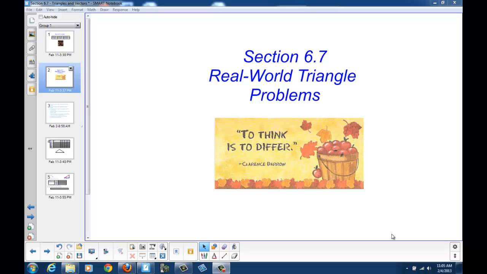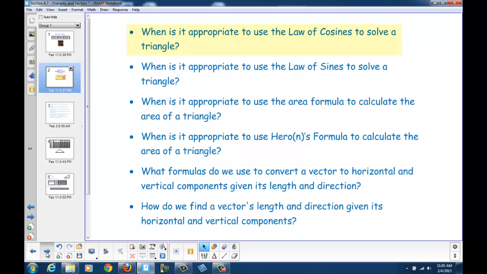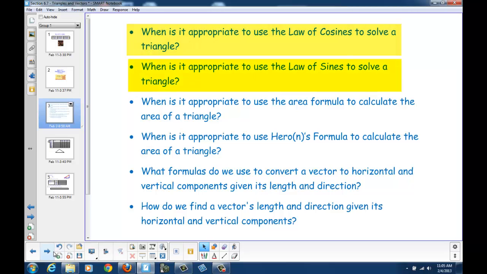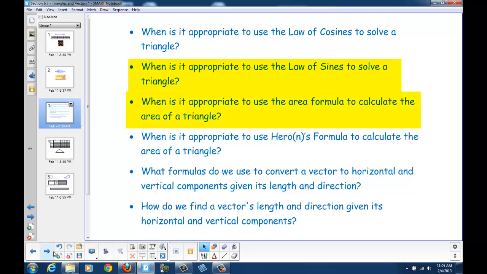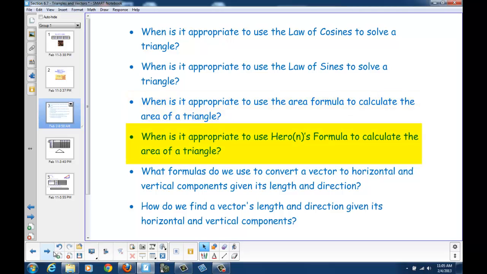Welcome to Section 6.7, Real-World Triangle Problems. At the end of this section, we should be able to answer these questions. When is it appropriate to use the law of cosines to solve a triangle? When is it appropriate to use the law of sines to solve a triangle? When is it appropriate to use the area formula to calculate the area of a triangle? When is it appropriate to use Heron's formula to calculate the area of a triangle?